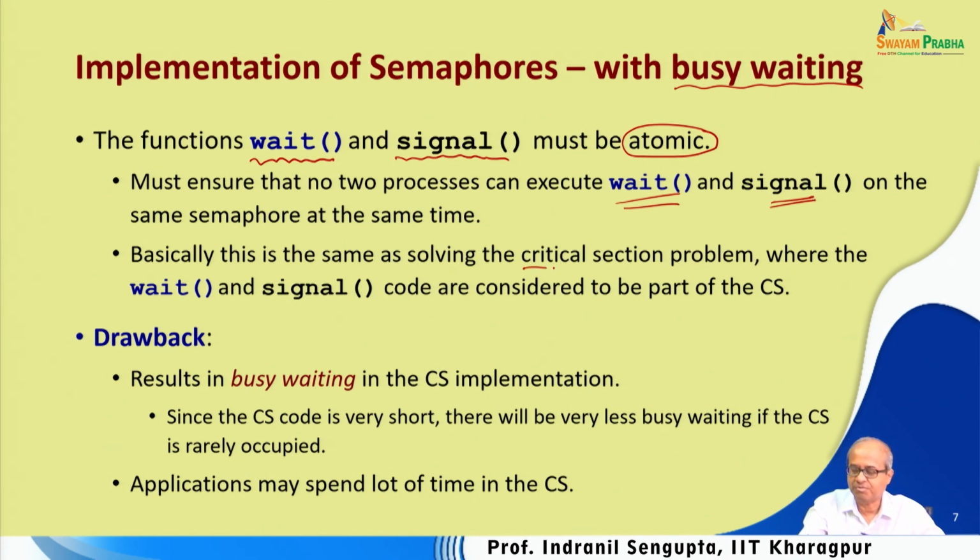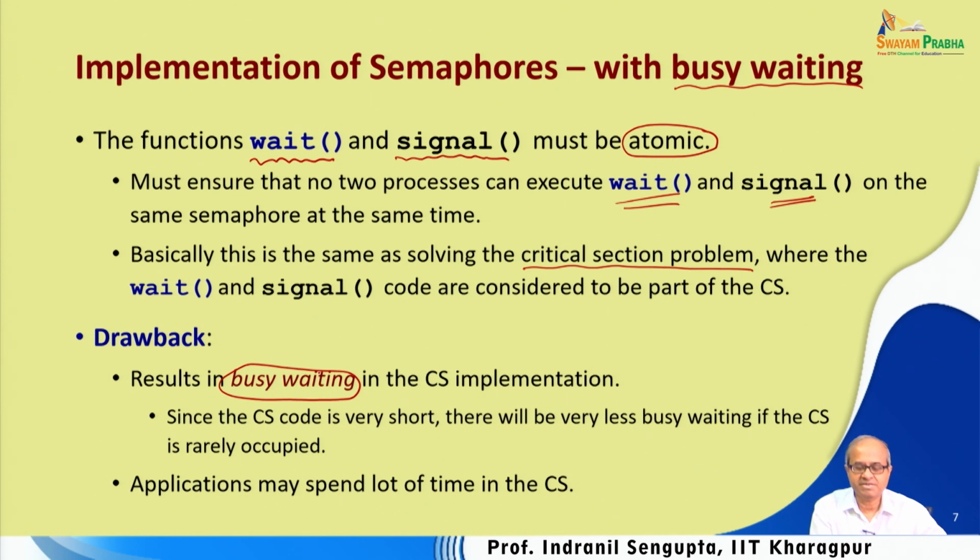Basically, you are trying to solve the critical section problem with respect to wait and signal. They should not execute together. But if you simply make an implementation like this with the definition of wait and signal as we have seen earlier, in the wait definition there was a while loop where you were waiting. If the value of semaphore was negative or 0, it was doing a spin lock, it was doing busy waiting. So, in that implementation, there was busy waiting.